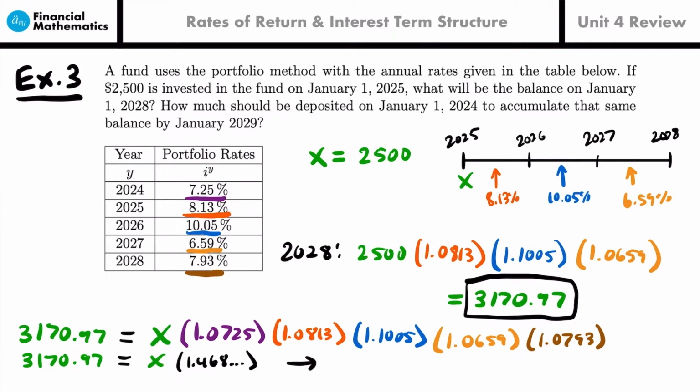The initial deposit that you would want to make at the beginning of 2024 should be $2,159.74. Of course, that is rounded off to 2 decimal places. All right, but that is the final answer to the second part of this problem. If you deposit this much at the beginning of 2024, you will have $3,170.97 by the end of 2028 or the beginning of January 2029.